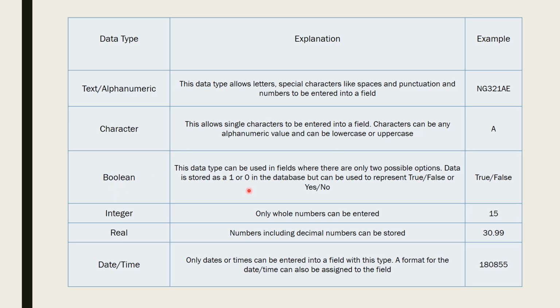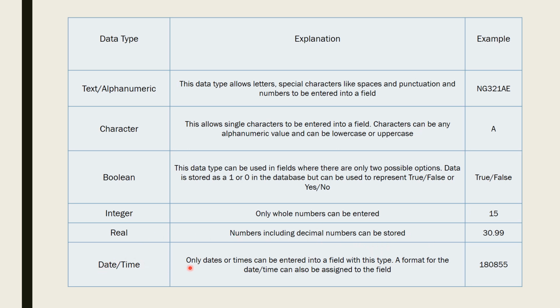Boolean. This data type can be used in fields where there are only two possible options. Data is stored as 1 or 0 in the database but can be used to represent true, false, or yes, no. Integer: only whole numbers can be entered. Real: numbers including decimal numbers can be stored.